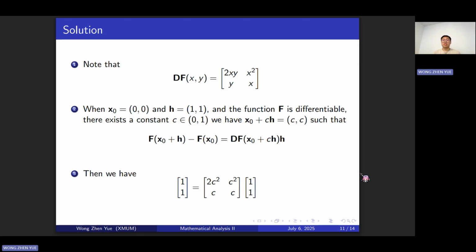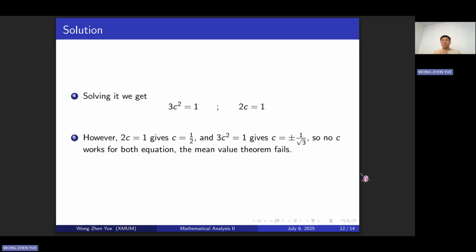So we have the following equation. If we plug in the values and solve it, we will get that 3c squared equals 1 and 2c equals 1. However, we obviously get different c in these two equations: one is c equal to 1/2 and the other is c equal to plus or minus 1 over root 3. So there is no c that works for both equations. So the mean value theorem fails in this case.